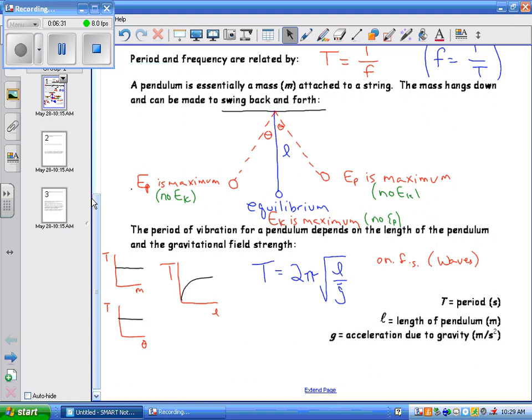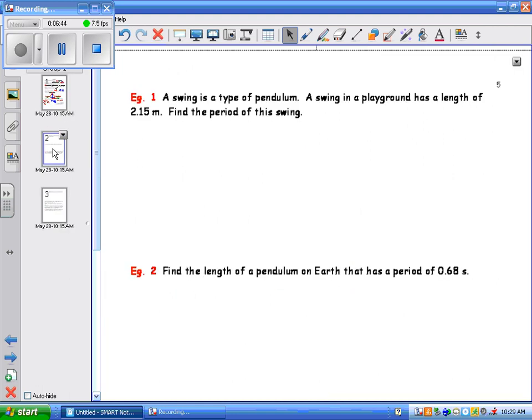Remember, you can stop and start this video yourself if I move the page up and down, or change pages before you're ready to go on. So we'll just do a few examples using that formula. We'll do one for solving for period, one for solving for length, and one for solving for gravitational field strength, just because it takes a little bit more algebra.